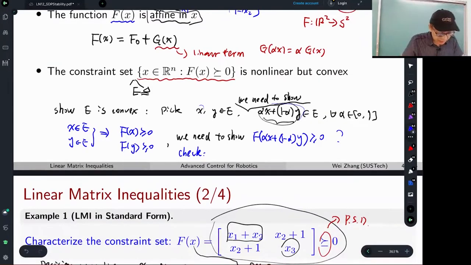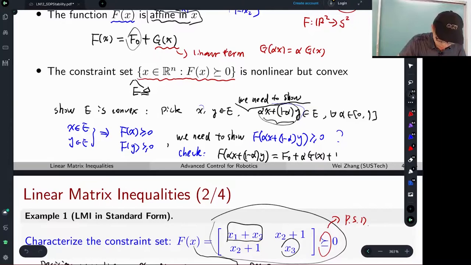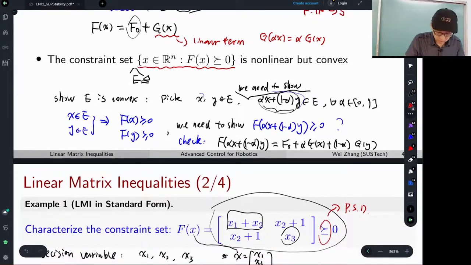If we plug in, I can write it out. F of alpha X plus 1 minus alpha Y equals F0, this term does not depend on X and Y, so it's still here, plus G of alpha X plus 1 minus alpha Y. So I can say alpha G of X plus 1 minus alpha G of Y, because G is linear. This should be fine.